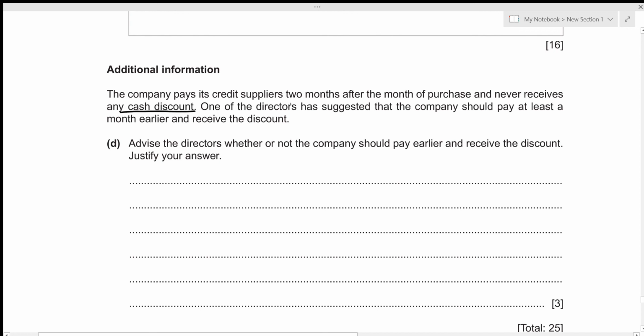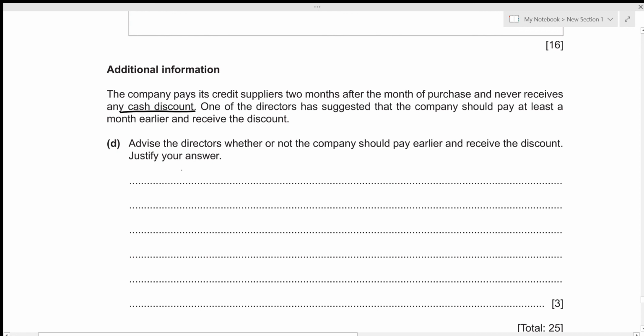Okay. One of the directors has suggested that the company should pay at least a month earlier and receive the discount. As we can see with our trade receivables as well, whatever trade receivables we received after 1 month, we were given a cash discount of 5%, whereas for the trade receivables that we received after 2 months, there were no cash discounts given. So the director is just suggesting the same for our payables. Maybe if we paid a month earlier, then we could also make use of the cash discount that we would possibly get. Now we need to advise the directors whether or not the company should pay earlier and receive the discount. We need to justify our answer.